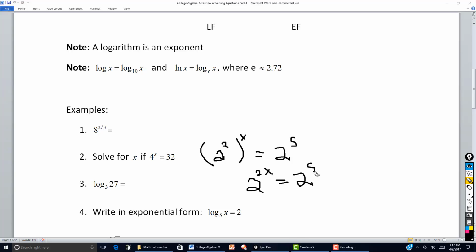And the right side, of course, I leave it as 2 to the 5th. Okay, so now you see I have the base the same on both sides. So if the base is the same, the exponents have to be equal. These have to be the same number. So 2x should equal 5. Divide both sides by 2. I get x is equal to 5 halves.